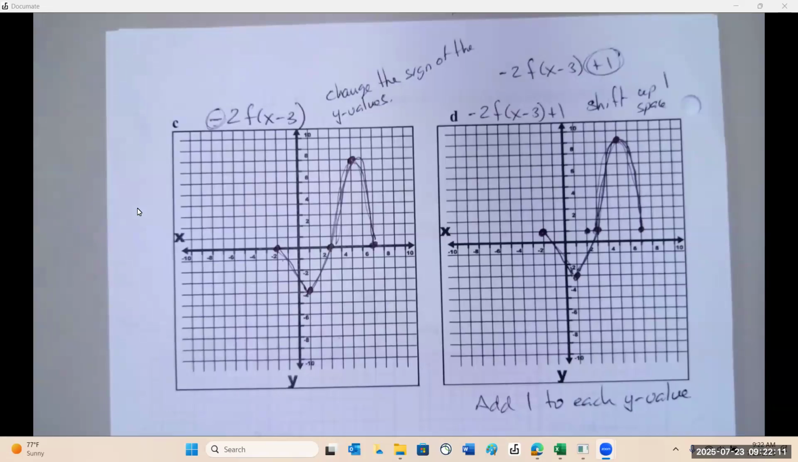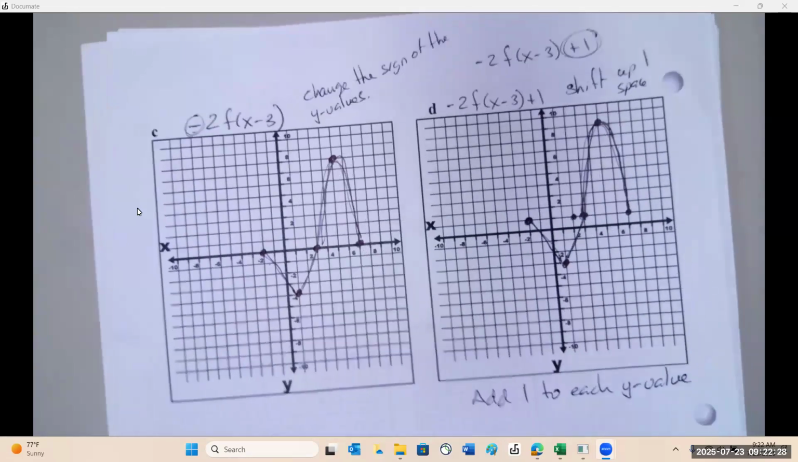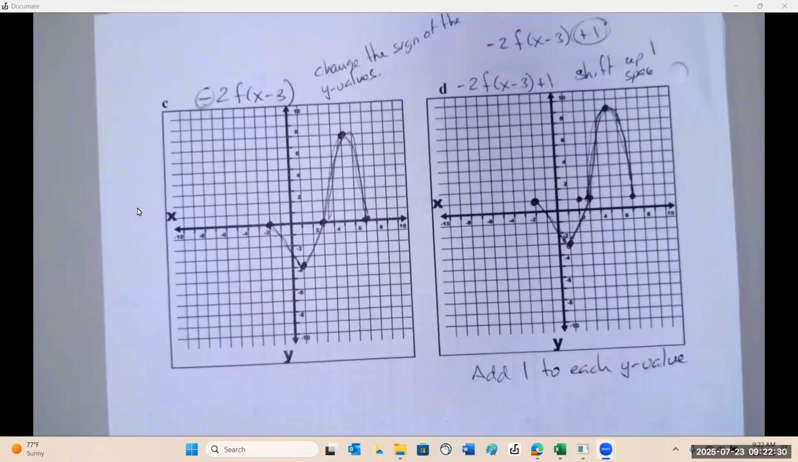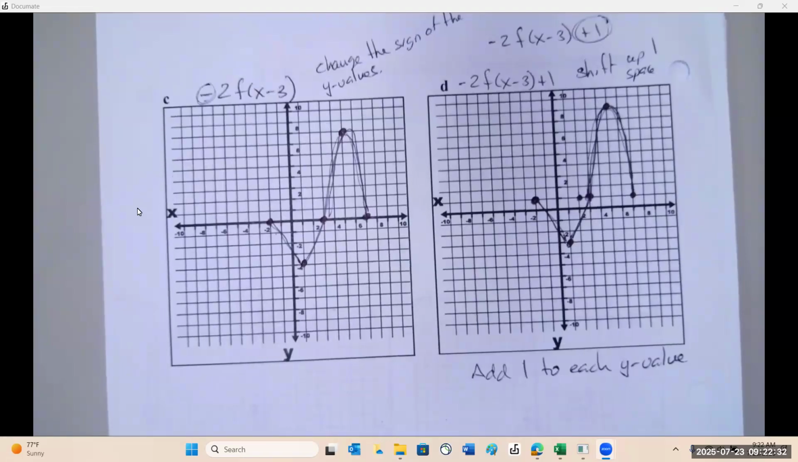That's how you do these transformations. You have to do them piece by piece by piece by piece. And treat the signs and the numbers separately. Take your time with them. Any questions about it? It'll take lots of practice. And again, you have to understand what your graphs look like.